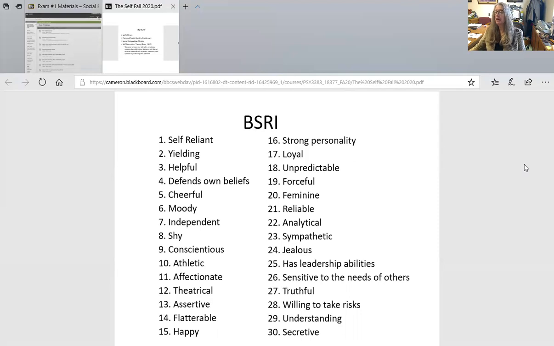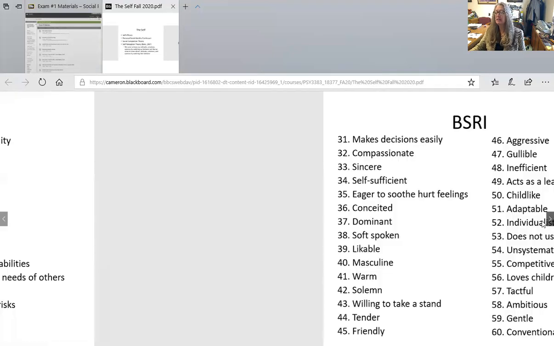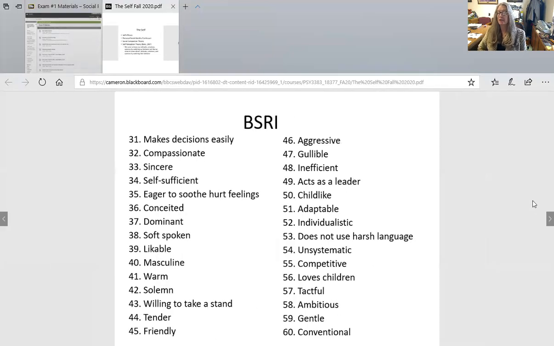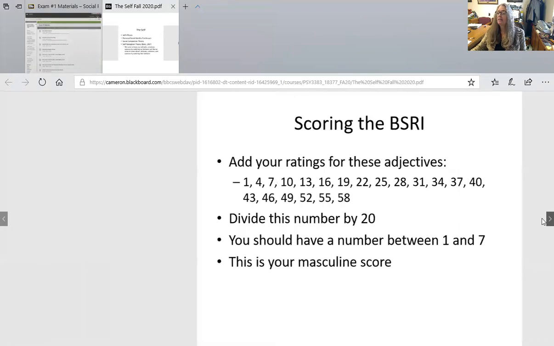Okay, assuming you've done these 30 adjectives, let's go to the next slide. Here are 30 more adjectives. Again, stop the video and give your ratings from 1 to 7: 1, not at all, never or almost never true, and 7, almost always true of me. How descriptive are these remaining 30 adjectives? Stop the video so you can read these to yourself. Okay, assuming you're back now.